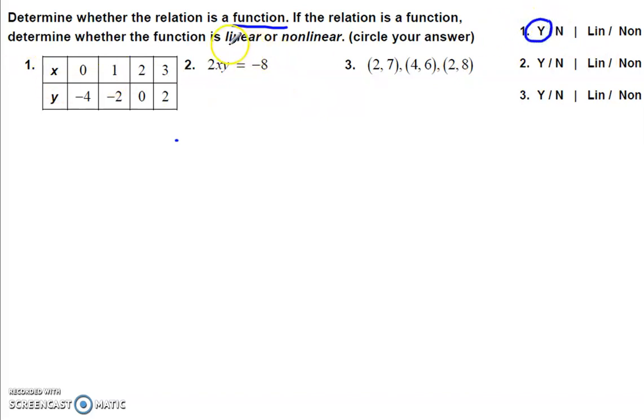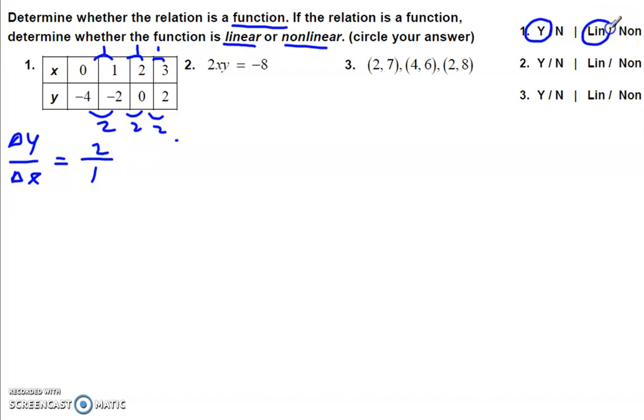To see whether it's linear or non-linear, we need to have a constant rate of change. Remember, rate of change is change in y over change in x. Okay, change here is 1, 1, 1. So the change in x is 1 every time. And here we have a change of positive 2, and positive 2. So it is linear.